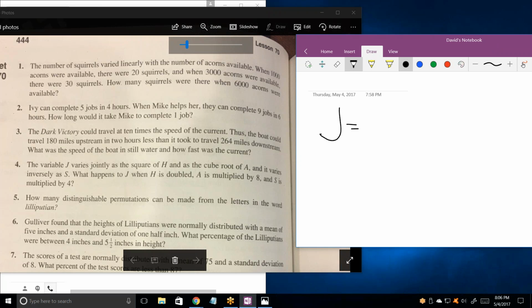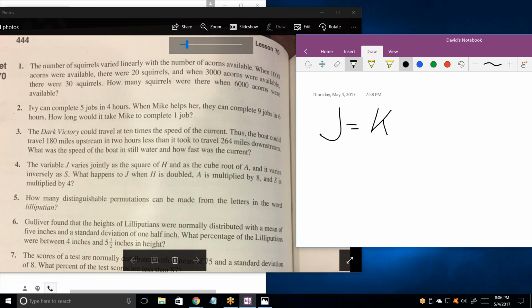Jointly, meaning the next 2 variables that I'm looking at are going to be multiplied together. Here's the thing. On all of these varying problems, there's a k. That's the first thing you want to write is k. There's always a k, and it's always in the numerator.